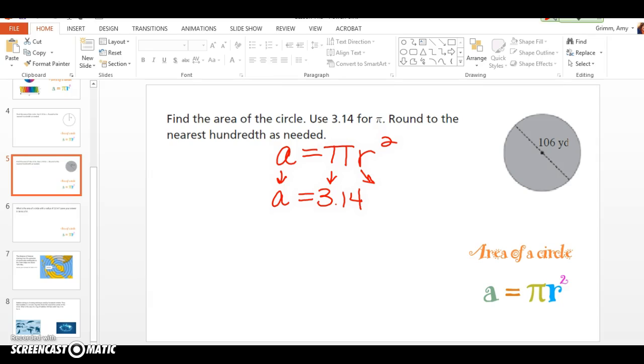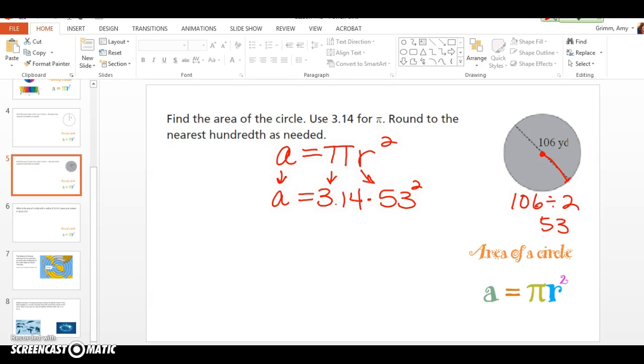Just yell out what it is. Okay, yeah, 106 is the diameter, so I need the radius. So you have to take this divided by 2 to make it 53, because you can only put in the radius. Oh, well, you want to try that and see? Okay, try that on your calculator and see if you think it's the same thing.